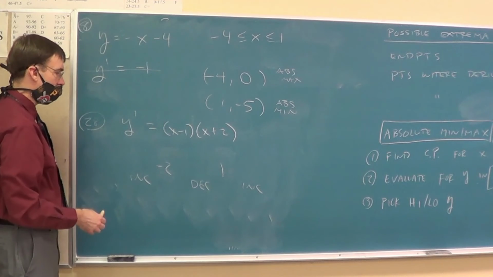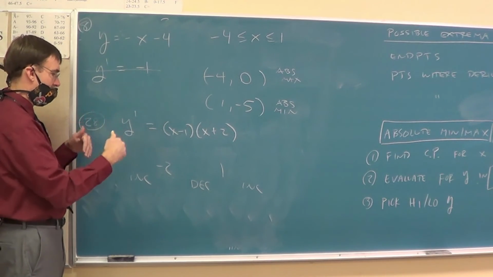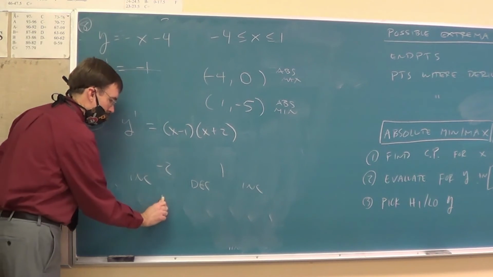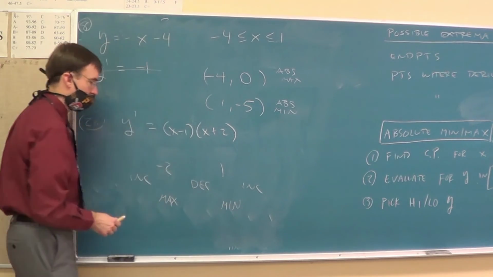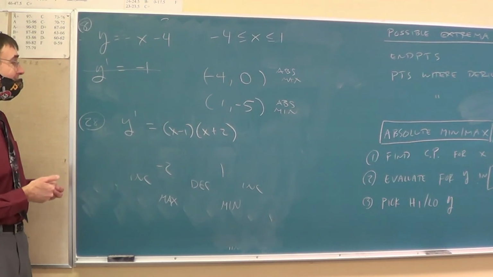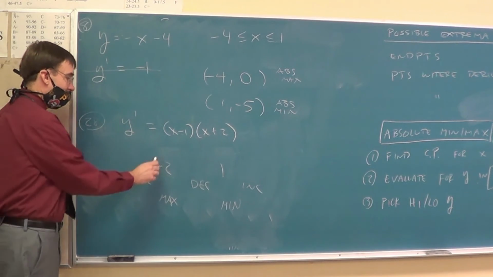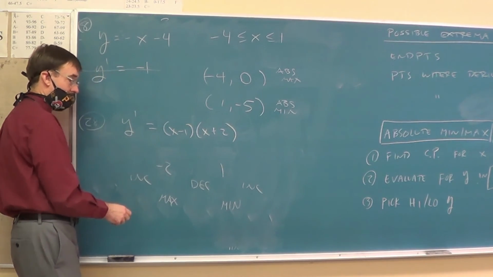Increase then decrease, max or min, that is a max. And decrease then increase by symmetry must be a min. You can't get the y's on this. Last time I finished this by going and getting the y's.